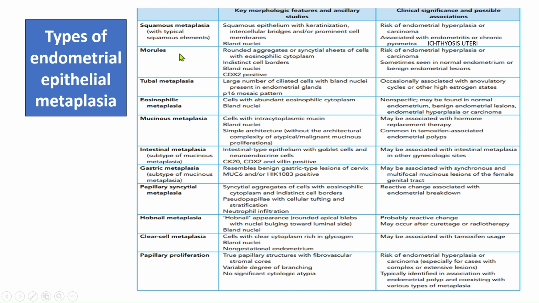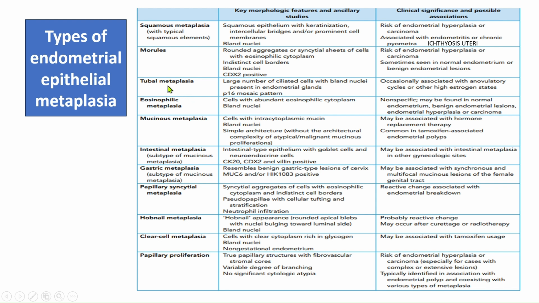Now, morules. These are again a squamous type of metaplasia which shows syncytial sheets of cells or rounded aggregates which look like a mulberry and have eosinophilic cytoplasm. Nuclei are bland and indistinct cell borders are there. If we see the IHC marker, CDX2 is positive. Here again, there is risk of endometrial hyperplasia, carcinoma, and sometimes normal endometrium or benign endometrial lesions can show this type of metaplasia.